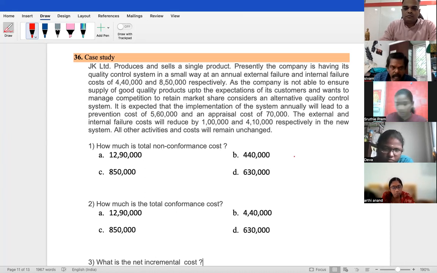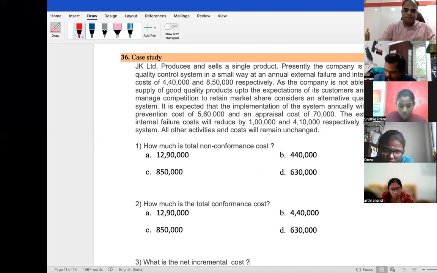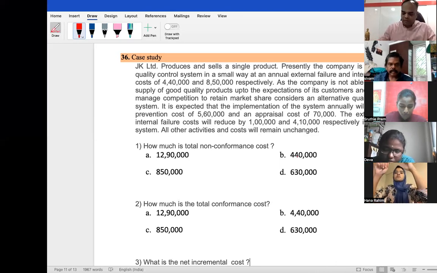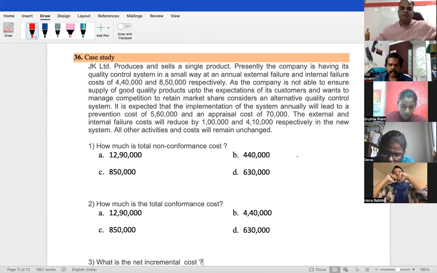5,60,000 plus appraisal cost 70,000. Total comes to 6,30,000. So now the requirement of the question is what? First one, non-conformance cost. How much is the non-conformance cost? Presently 12,90,000. Am I right? Good.